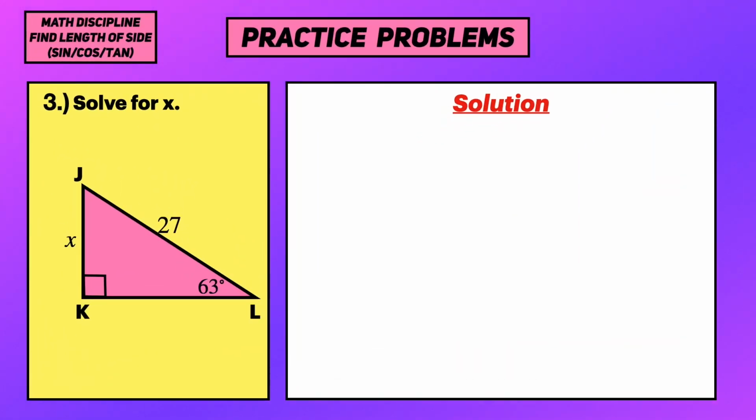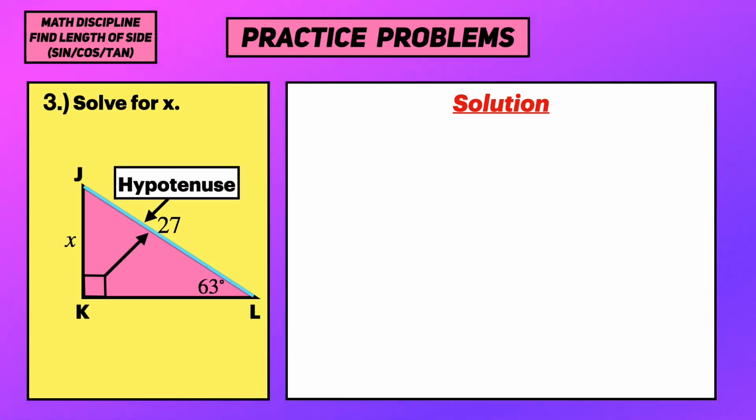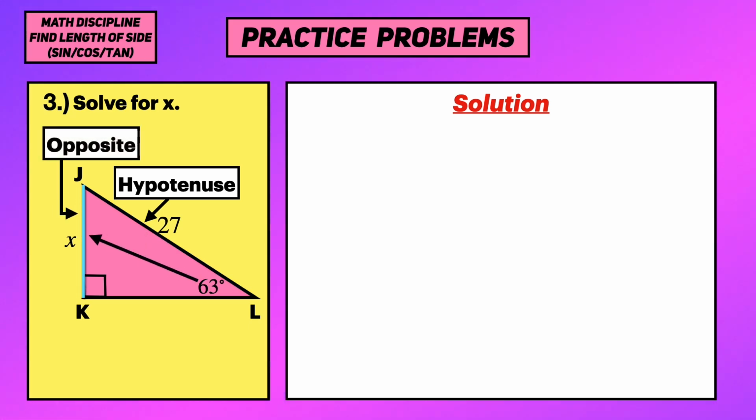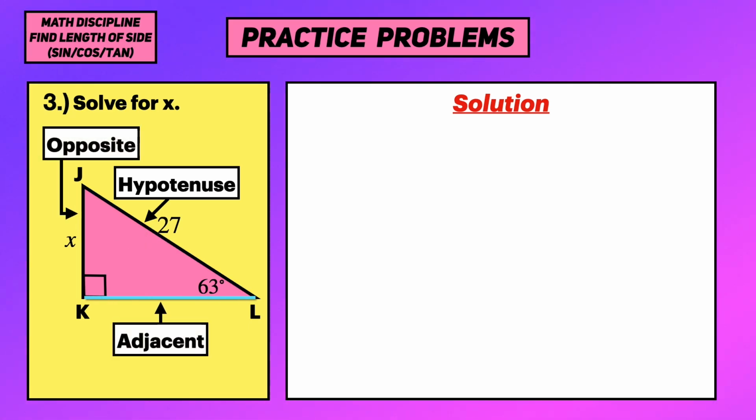Practice problem number 3. Since we are given the measure of angle L, 63 degrees, let's identify our sides from the point of view of angle L. The side across from our 90-degree angle is the hypotenuse. The side across from angle L is our opposite side. The remaining side is our adjacent side. We are given the length of our hypotenuse side, 27. We need to find the length of side JK, which is our opposite side.